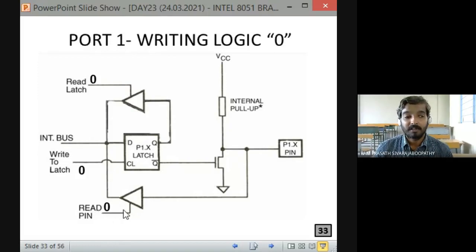So when the buffer is enabled, what happens? The input side goes to the output side. Yes. So how many latches or flip-flops do we have here? One flip-flop and two buffers, with a transistor and a pull-up circuit. Correct? So physically, what is outside is this pin, P1.x, this pin.